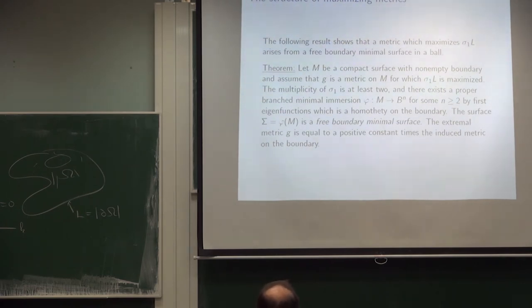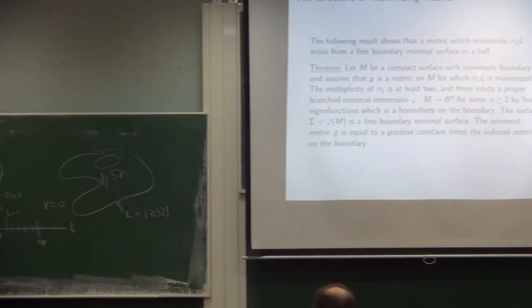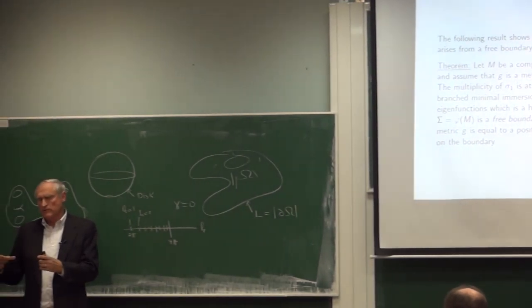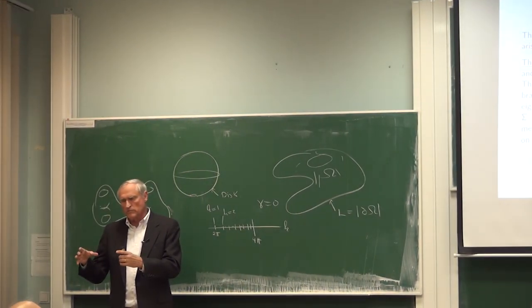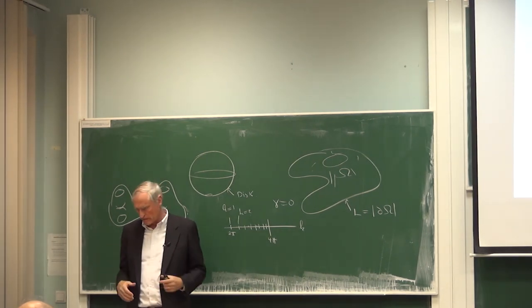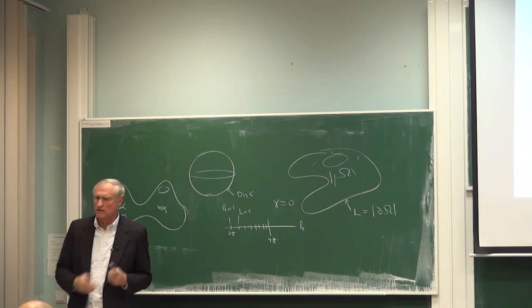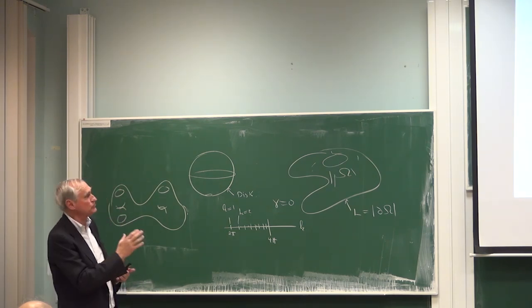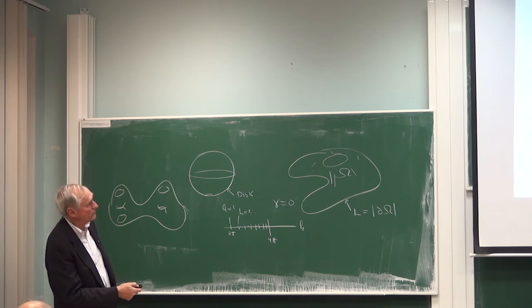If we have a maximizing metric, then the following theorem is true. If I assume that I have a smooth metric that maximizes sigma 1 times the boundary length on a surface, then the multiplicity of sigma 1 cannot be one, it's at least two. So it's natural that you would expect the maximizing metric to have an eigenvalue of higher multiplicity. You expect it to be a special situation, and in symmetric situations, you would expect multiplicity. So the multiplicity is at least two, and there exists a proper map by first eigenfunctions.